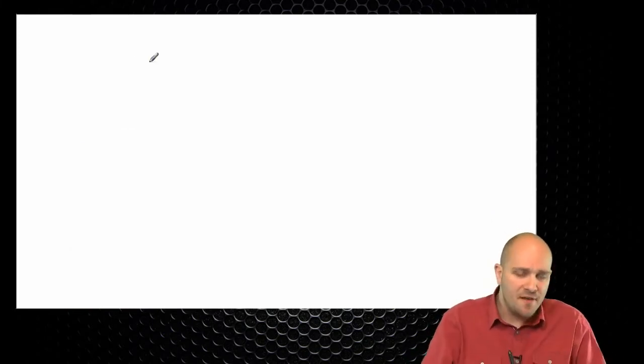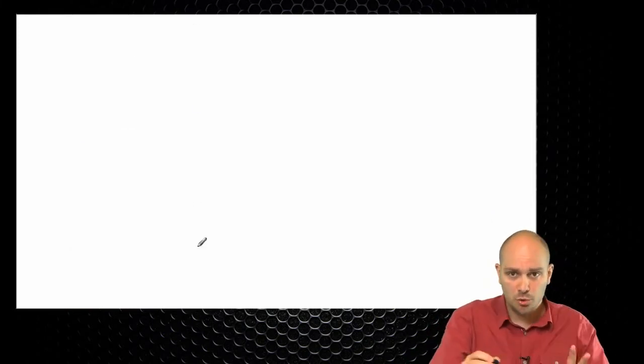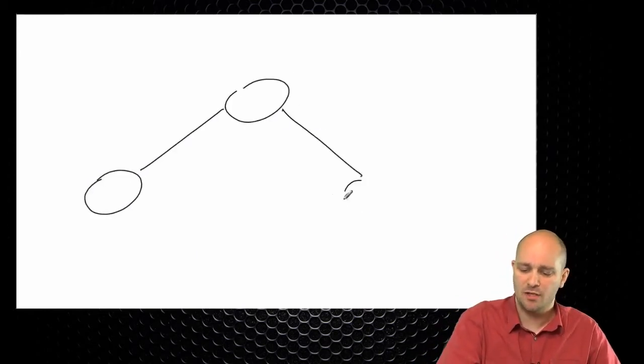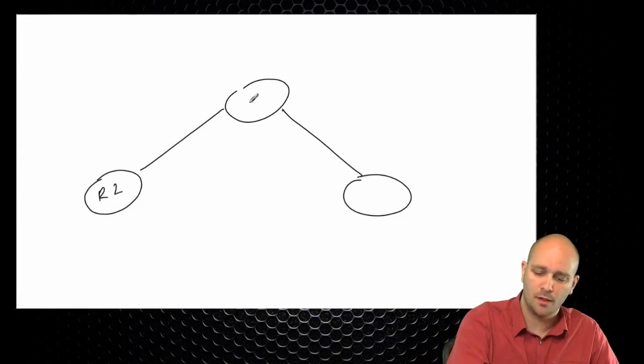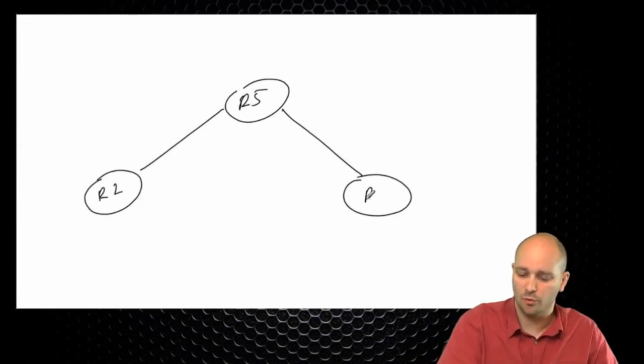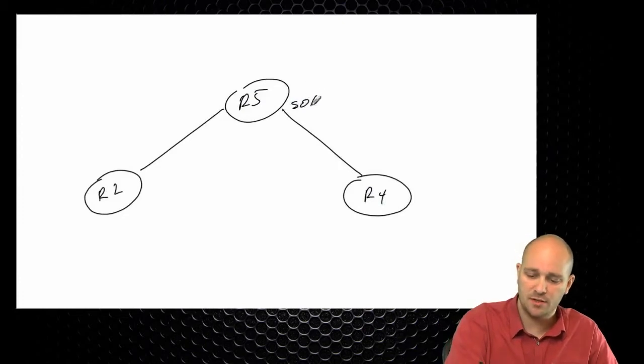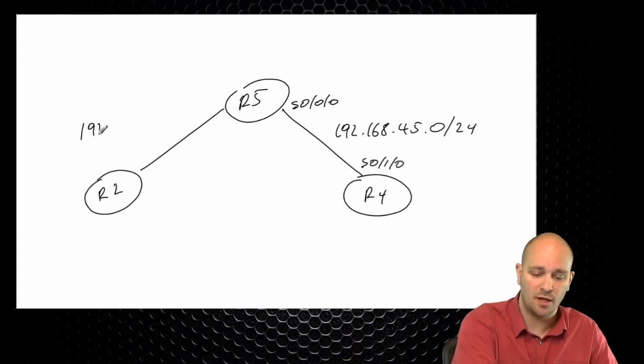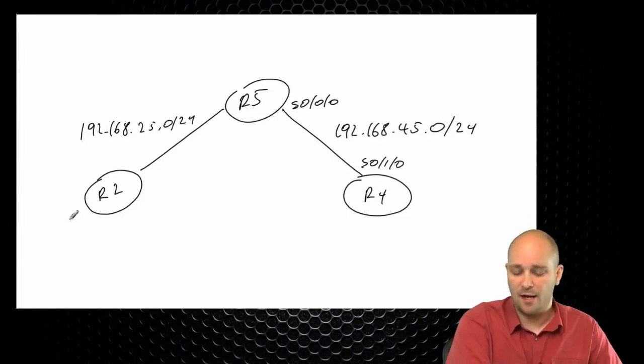Another one is a very interesting case, and for this I'm going to use the by now very familiar network of only 3 routers. So I'm going to have R2 connected to R5 connected to R4. So this is serial 0/0/0, this is serial 0/1/0, and the network here is 192.168.45.0/24, and here I will be using 192.168.25.0/24.